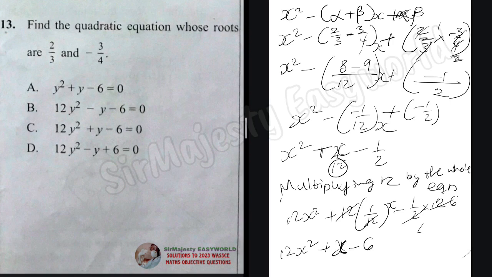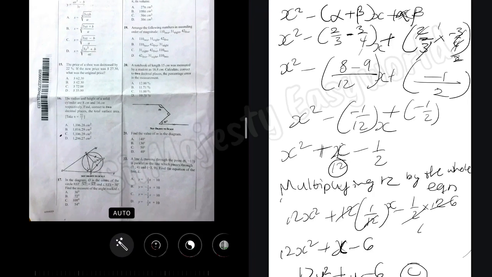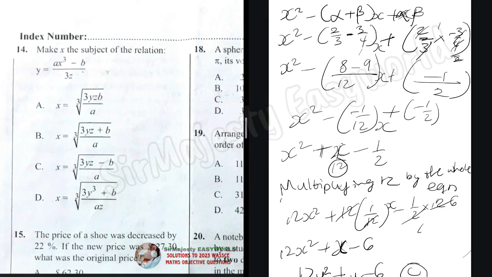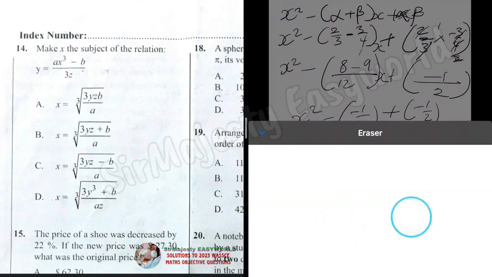But it seems we're given the letter y, so this can equally change to 12y squared plus y minus 6. So the correct answer to this question is C. I'm going to mark it here. Let's move on to the next question, question number 14.